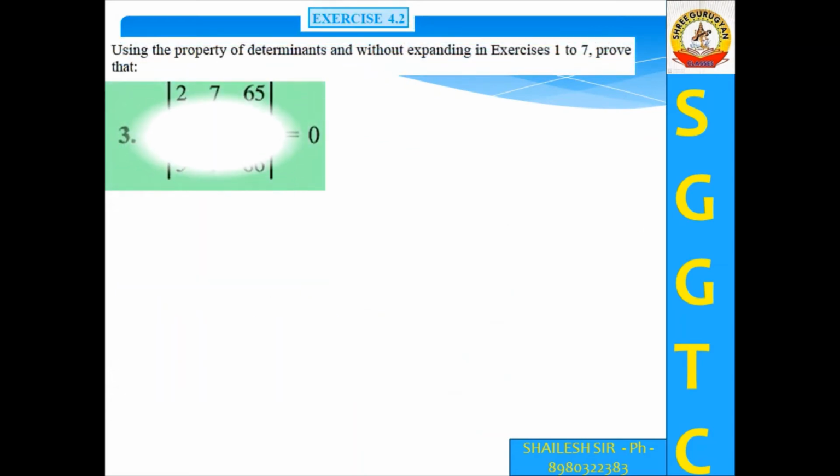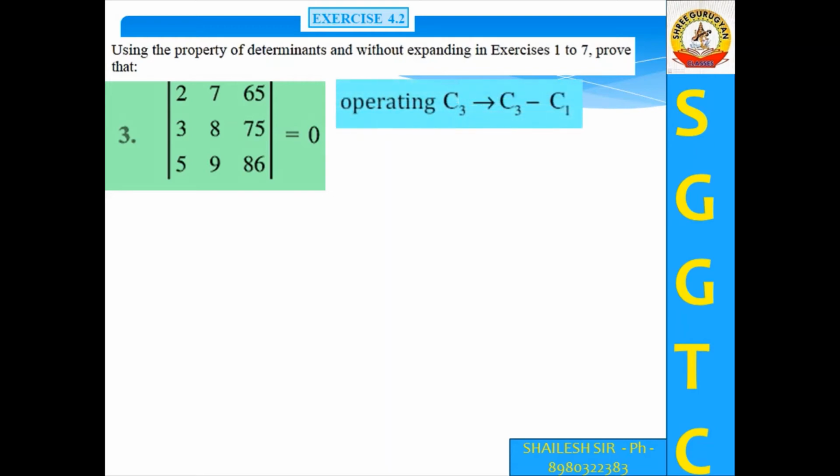4.2 continue. Question number 3: 65, 75, 86. Yes, students, this sum is also an important question for 2 marks. Already asked in exams. Without expanding, I will prove that this answer is 0. It's very easy. Look at that.